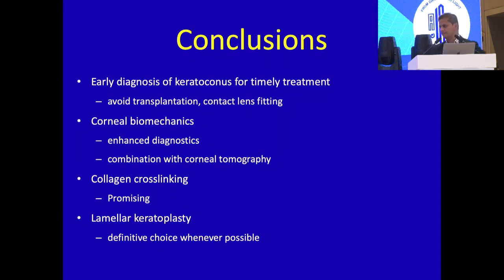Collagen cross-linking is a definitely promising technique, especially in younger patients where you can slow down or stop the progression of keratoconus at an early stage. And lamellar keratoplasty should be a definitive choice wherever possible for keratoconus instead of full thickness transplant.